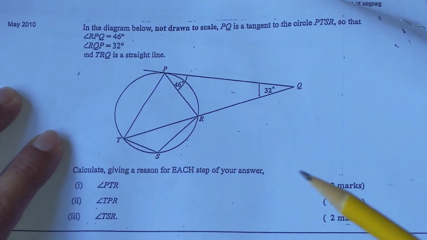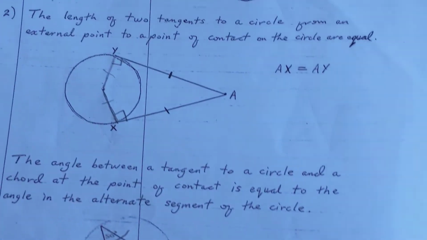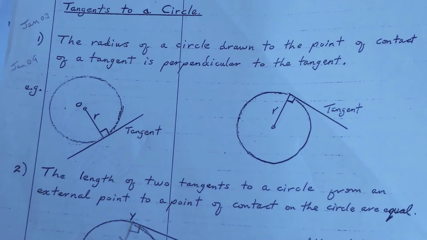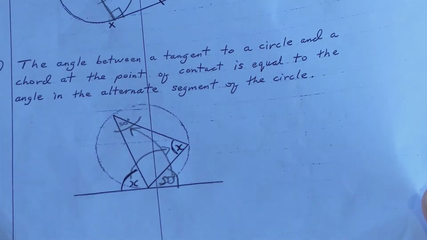So once you get a tangent, don't forget that there are 2 rules you have with the tangent. And most likely you're going to use one of them. If I don't have the radius, that means I probably have to use this rule, and we'll come back to that in a little while.